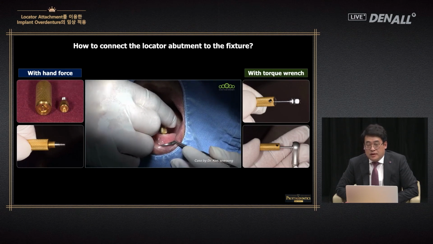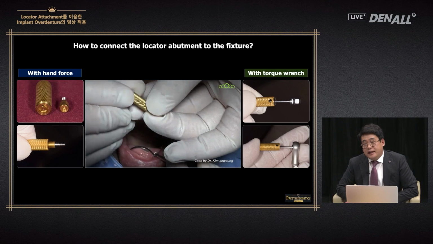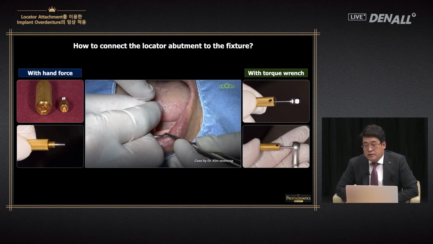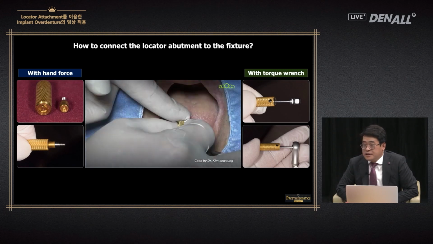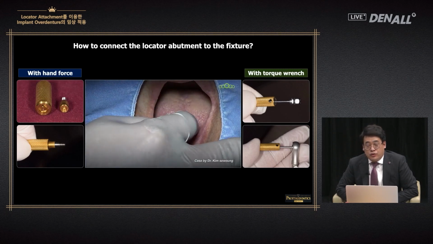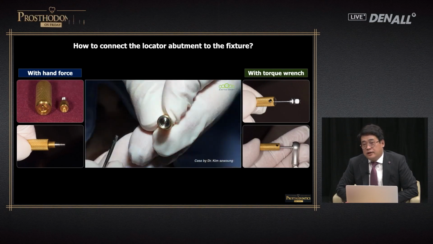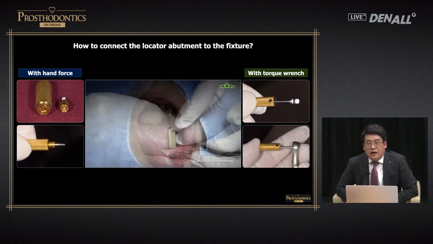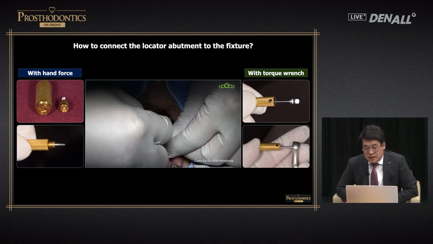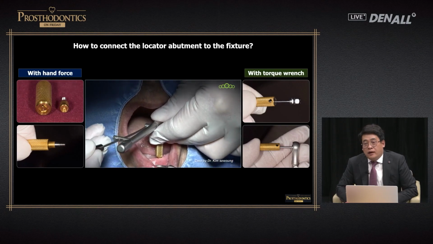You need to connect using your hand first, and after that, when you give torque value, I've mentioned earlier that there's hex hole on the other side. You need to connect the hex driver to that hole and tighten by 30 Newton centimeters. In my case, I tend to do retightening after waiting about 5 minutes. I do retightening and then progress.